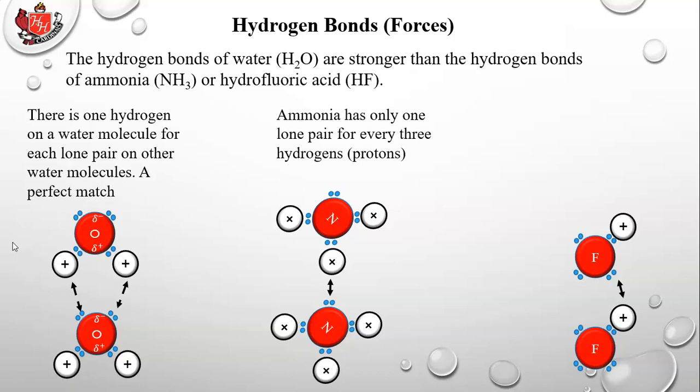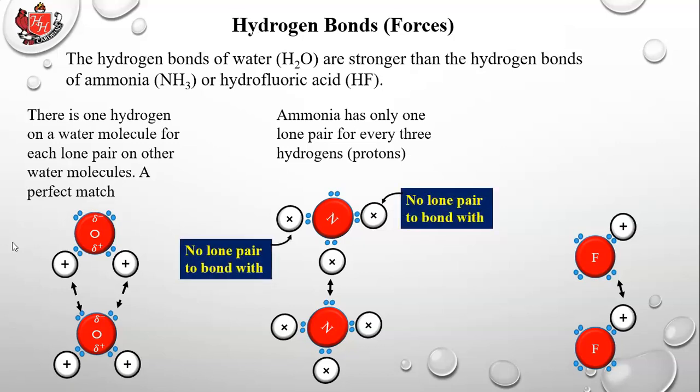Ammonia has only one lone pair. So if you look down there at those ammonia, they have one lone pair for every 3 hydrogens. So each of those has 3 hydrogens that want to find a lone pair, but each one only has one lone pair. So it's a mismatch. It's like a dance. If you have 3 times as many boys as girls, then a lot of the boys won't have a dance partner. Okay? And so that's the situation there. You have 3 times as many protons, those plus signs, as you have lone pair. So no lone pair to bond with in those cases.